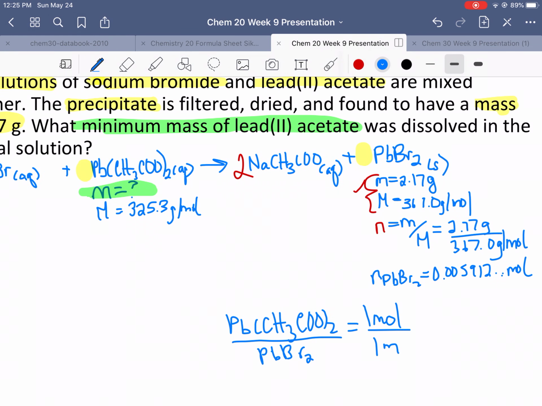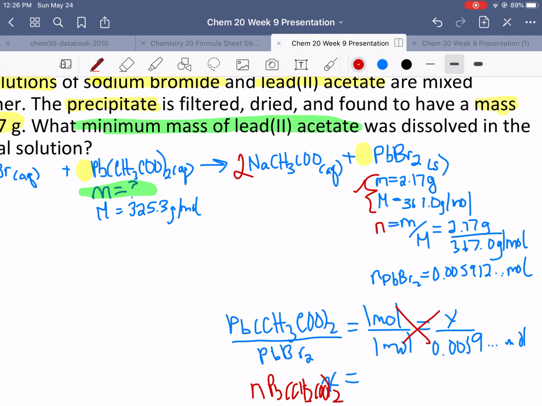1 mole over 1 mole is going to be equal to X over what we calculated, 0.0059 moles. When you cross multiply and divide, you're going to end up multiplying by 1 and dividing by 1. Easy peasy. So our X, the number of moles of our Pb(CH3COO)2, our lead-2 acetate, is going to be equal to the same thing, 0.0059 moles. It's a 1-to-1 ratio. This number I can now use to figure out the mass of the lead-2 acetate because I have the moles, I have the molar mass, we're good to go.